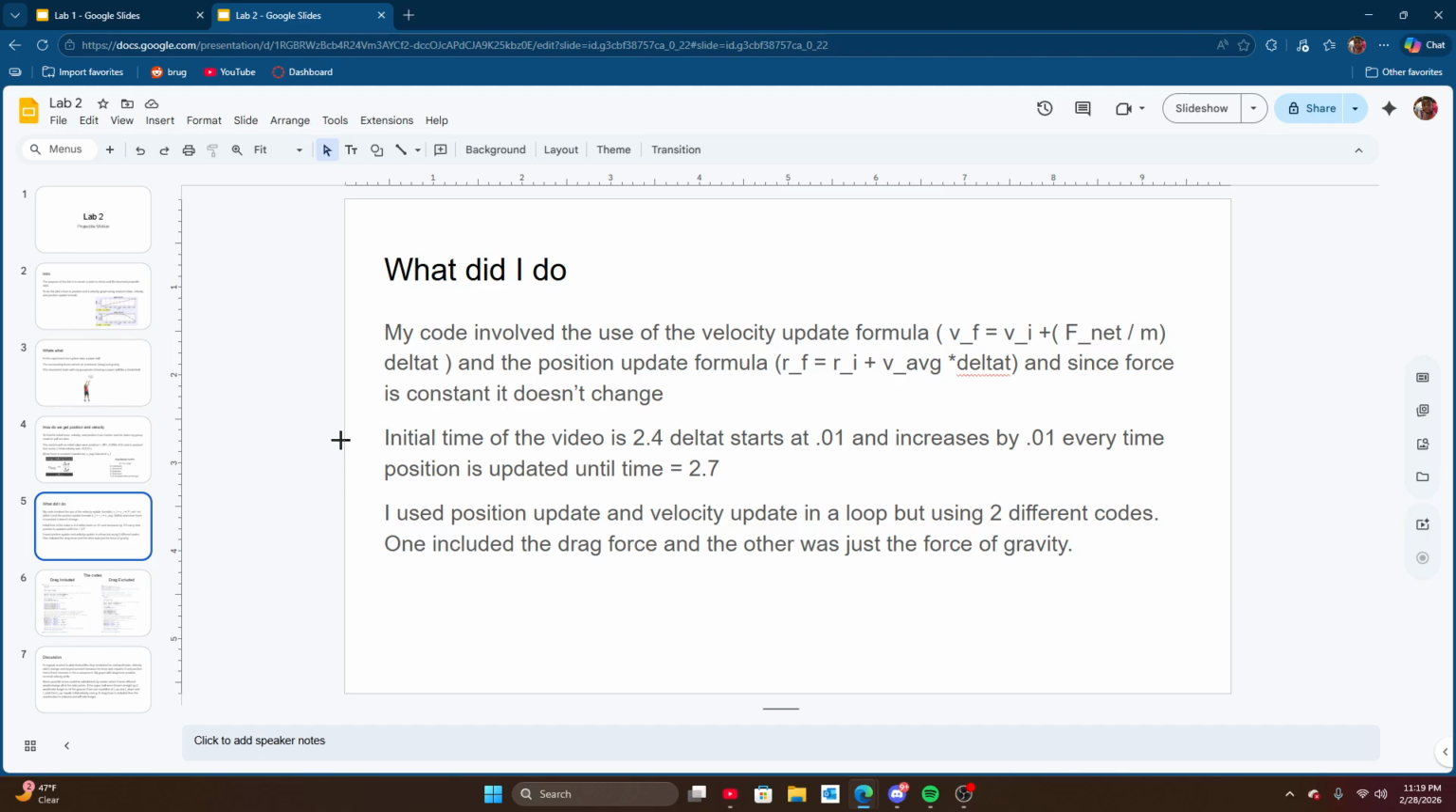The initial time of the video is 2.4 seconds. Delta T starts at 0.01 second and increases by 0.01 seconds every time the position is updated until time equals 2.7 seconds. I use the position update and velocity update in a loop, but using two different codes because one included a drag force and the other one was just the force of gravity.